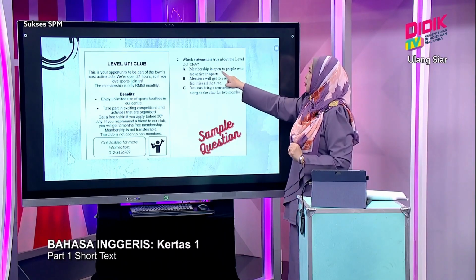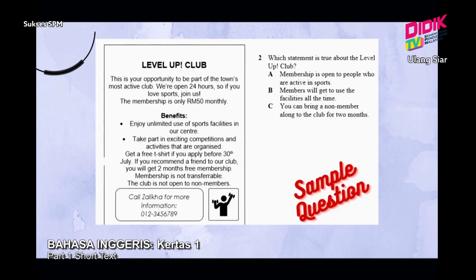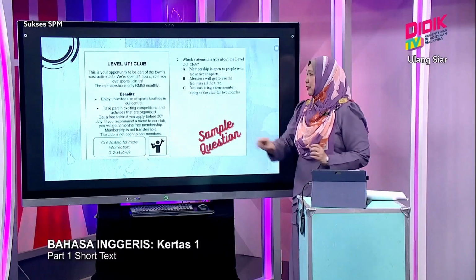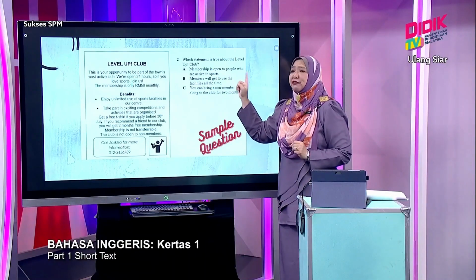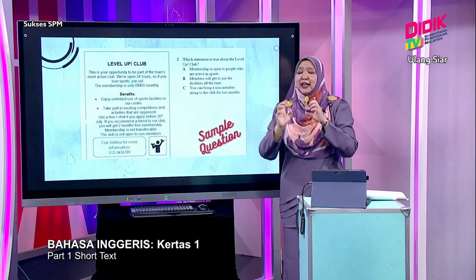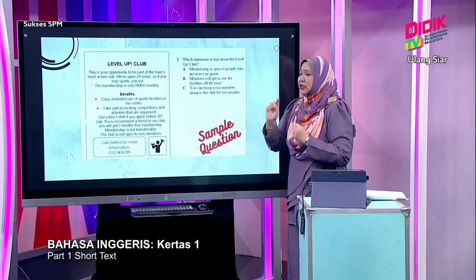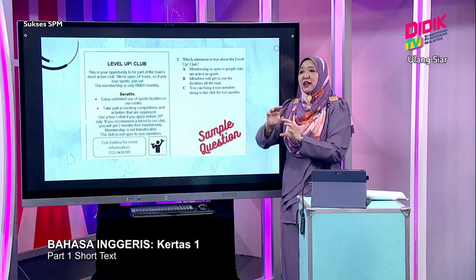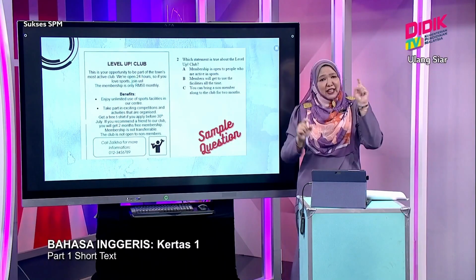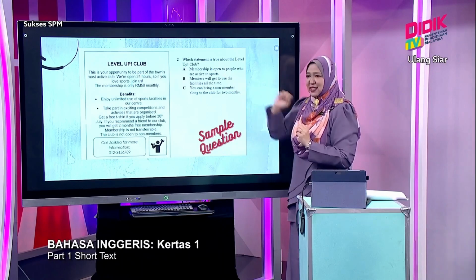Number 1, membership is open to people who are active in sports. Okay, now we look at the stimulus here. We are open 24 hours. So if you love sport, join us. So here, those who love sport can join this level up club. So is it open to people who are active in sport? Does the word active and love have the same meaning? So you have to think about that. Okay, when you love sports, it doesn't mean that you are active in sport, right? It's 2 different things. Love and active are different. So this is not the answer.